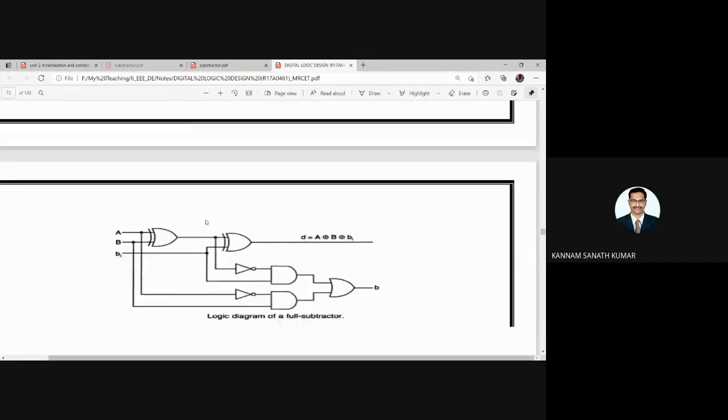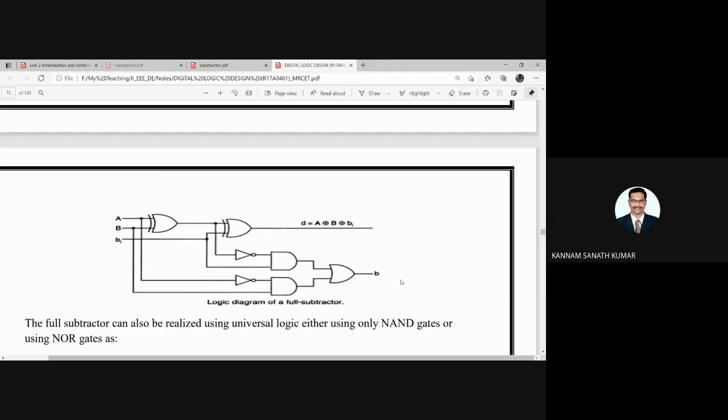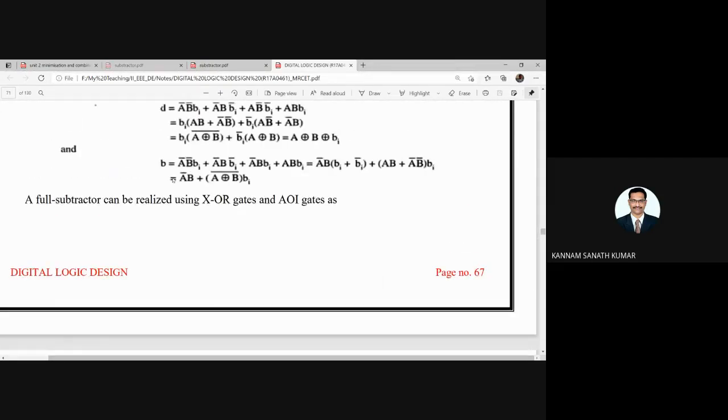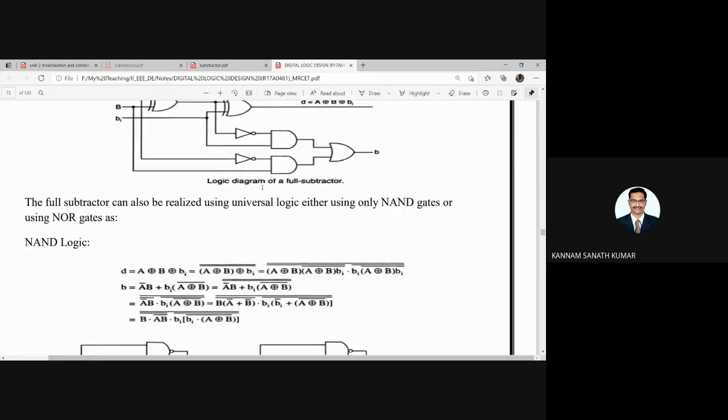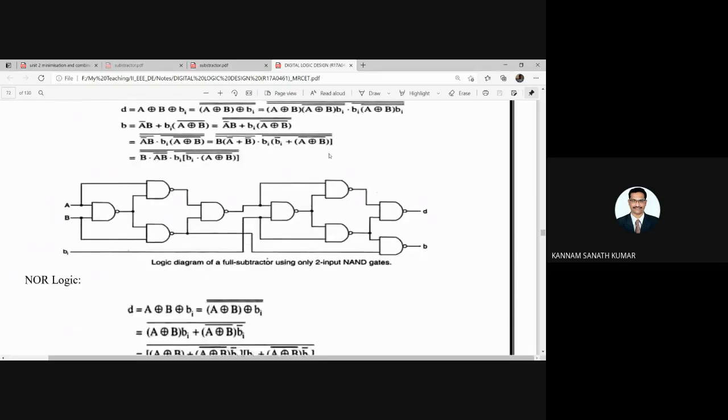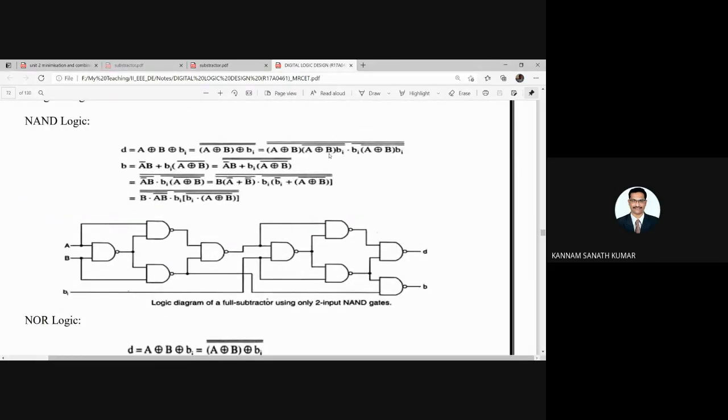Why? Because these are separated by the OR sign, the OR operator. So that means Bo you are getting this expression, A bar B plus (A XOR B) whole bar into Bi. And this one, D equal to A XOR B XOR Bi. So this is the expression for the difference, no?